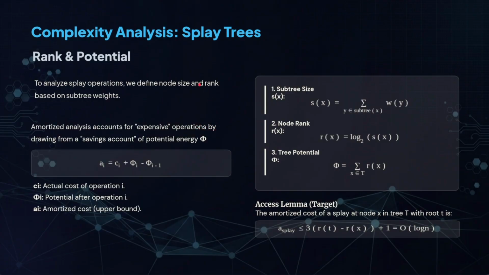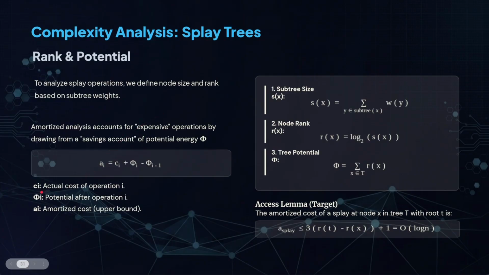The main theorem used here is called the access lemma. Instead of analyzing the cost of a single operation only, we use amortized analysis. Amortized analysis means that even if some individual operations are expensive, the average cost over a sequence of operations remains small. The method used here is the potential method.